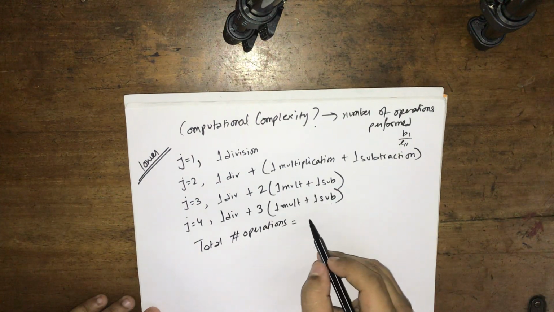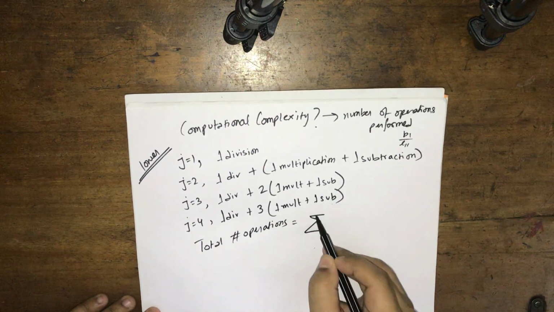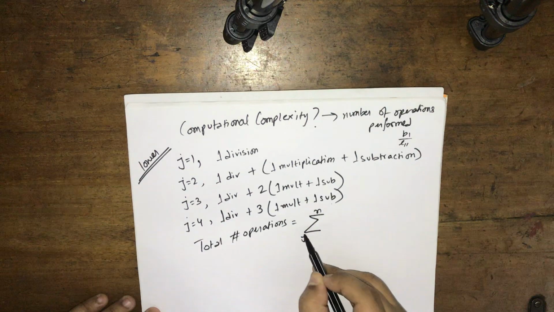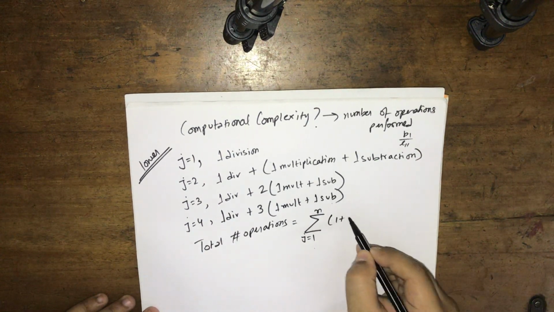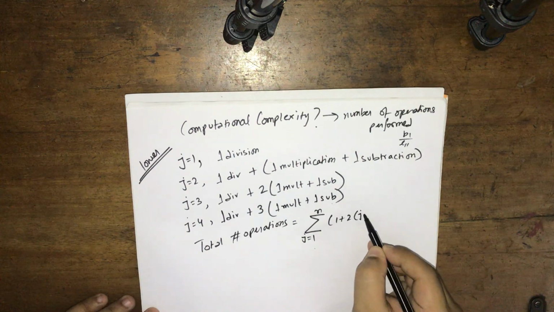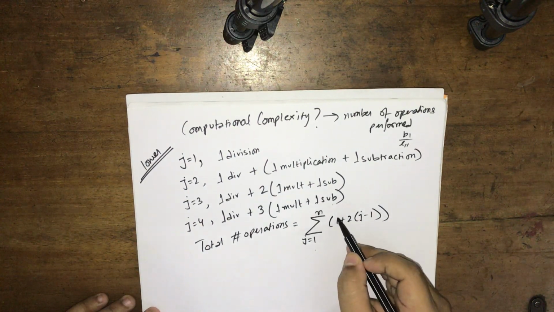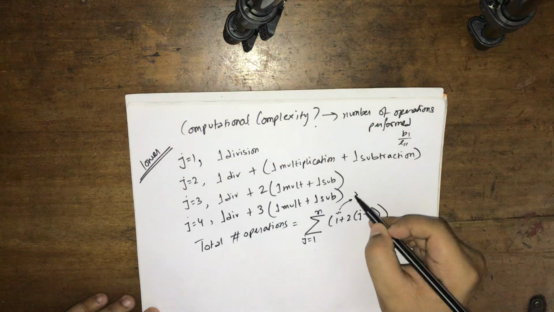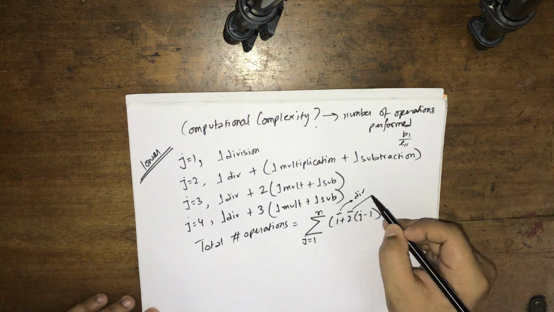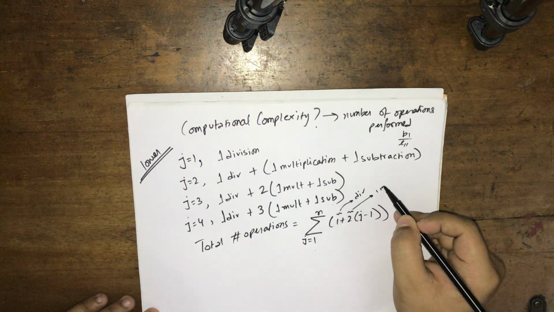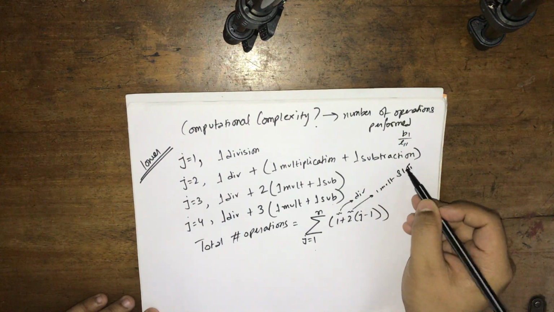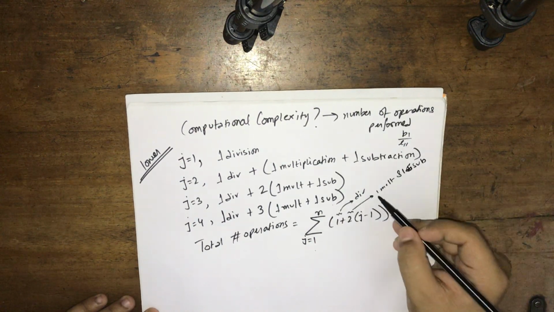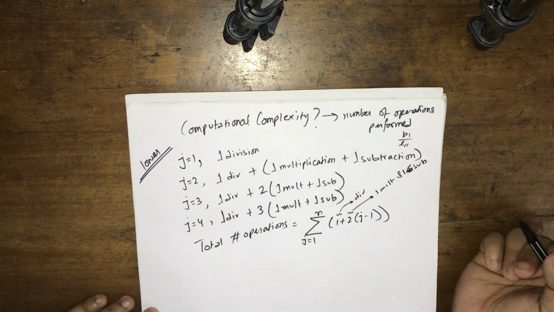then we can say that it is the summation of j starting from 1 up to n, of 1 plus 2 into (j minus 1). This 1 is for the division, and this 2 is for one multiplication and one subtraction, basically 2 coming for each step beyond the first.